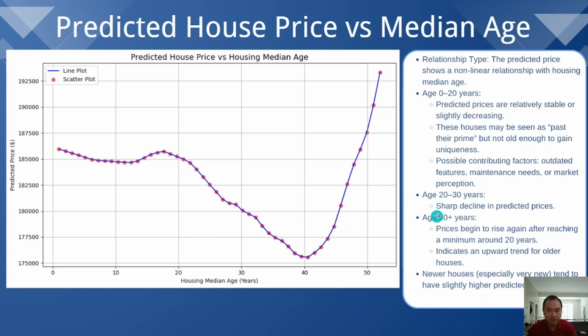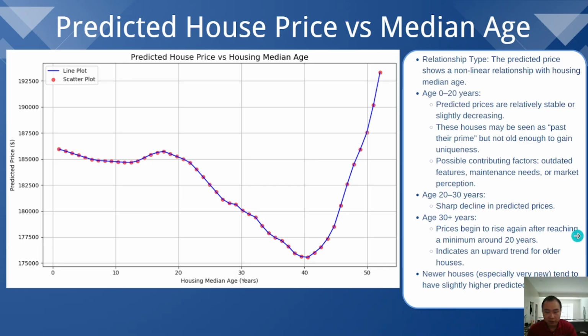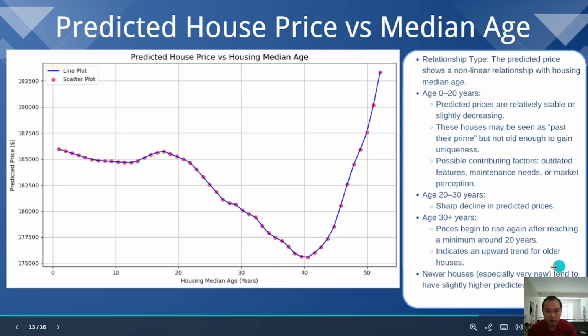Then from age 20 to 30 years, we can see a sharp decline in the predicted prices. From age 30 plus to the maximum here, the price begins to rise again after reaching a minimum, and it indicates an upward trend for older houses.